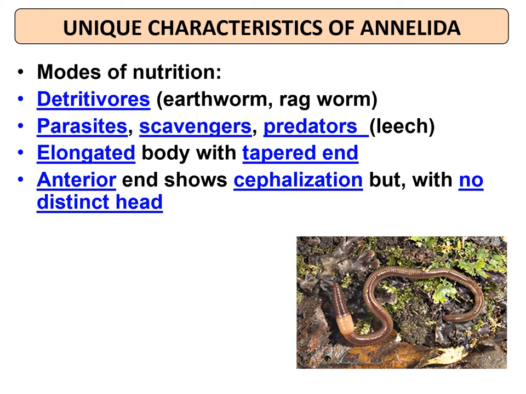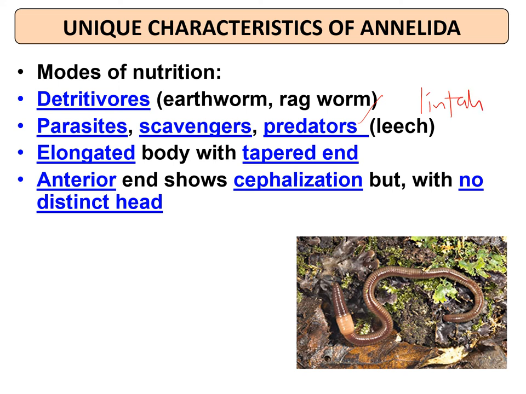Annelida can be detritivores, parasites, predators, and also scavengers. Ni contoh, maknanya kalau predators maknanya dimakan haiwan lain yang lebih kecil. Okay, they can be a parasite. Parasite ni contohnya leech. Leech tu adalah lintah.